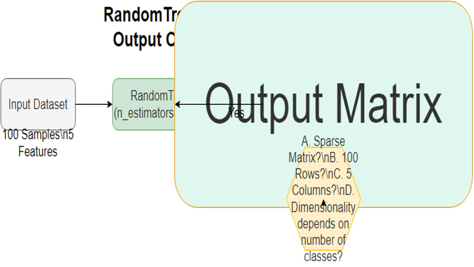The output of RandomTreesEmbedding is a matrix. This matrix will represent the transformed version of my dataset. This new representation is more suitable for subsequent analysis or classification using a machine learning model. The size and structure of this matrix are the focus of the quiz.